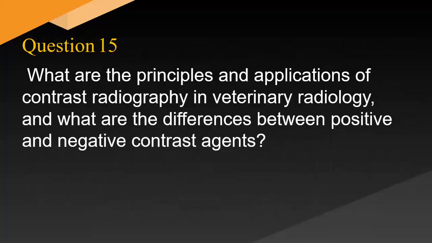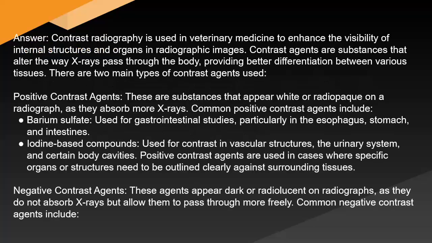What are the principles and applications of contrast radiography in veterinary radiology, and what are the differences between positive and negative contrast agents? Answer: Contrast radiography is used in veterinary medicine to enhance the visibility of internal structures and organs in radiographic images. Contrast agents are substances that alter the way X-rays pass through the body, providing better differentiation between various tissues. There are two main types of contrast agents used.